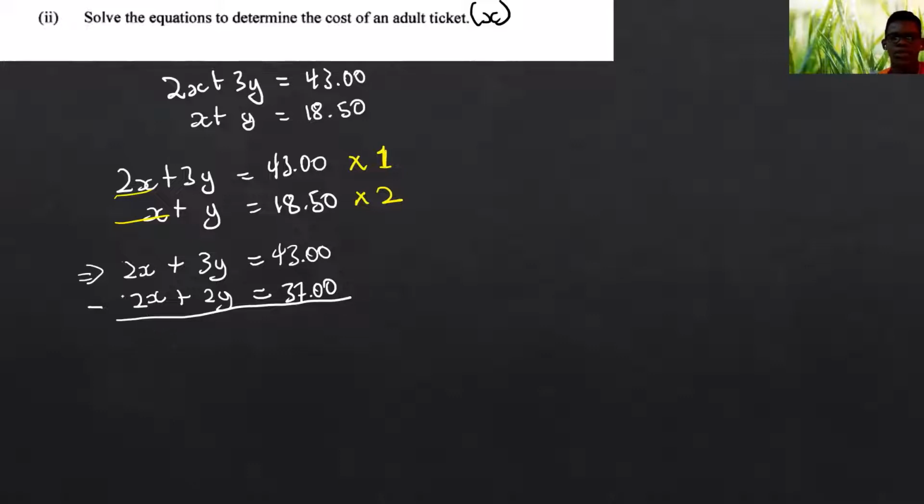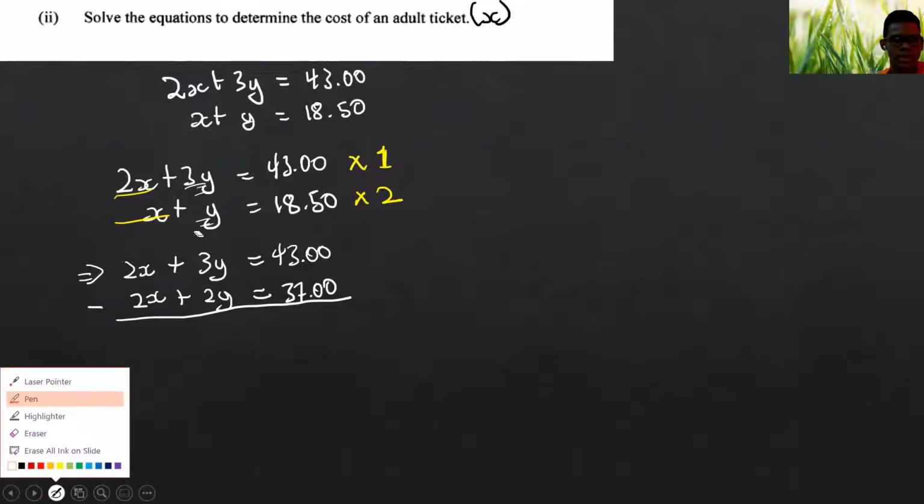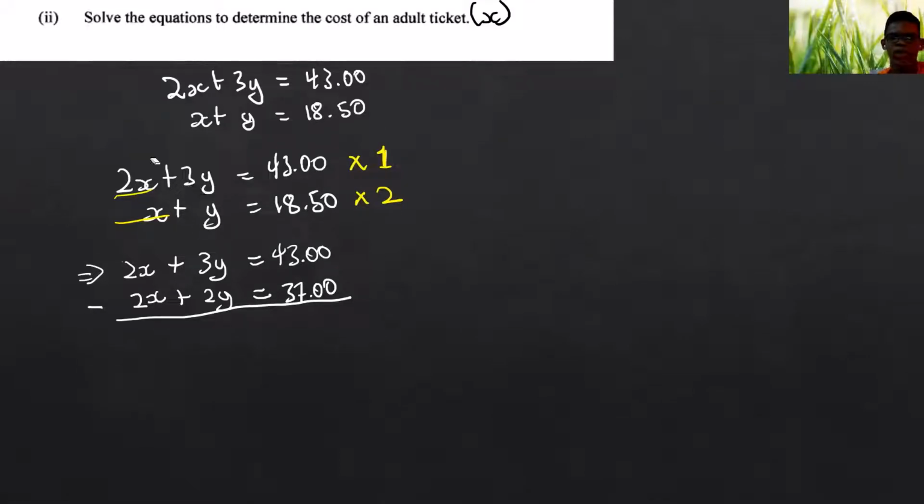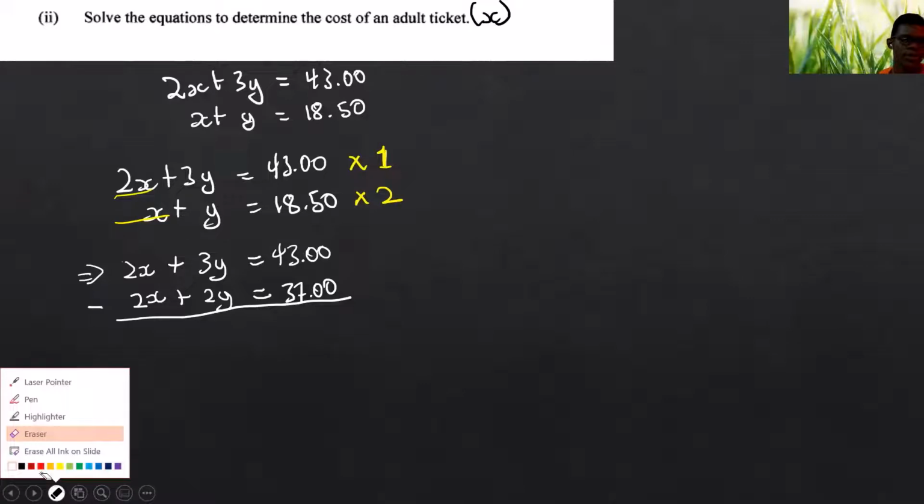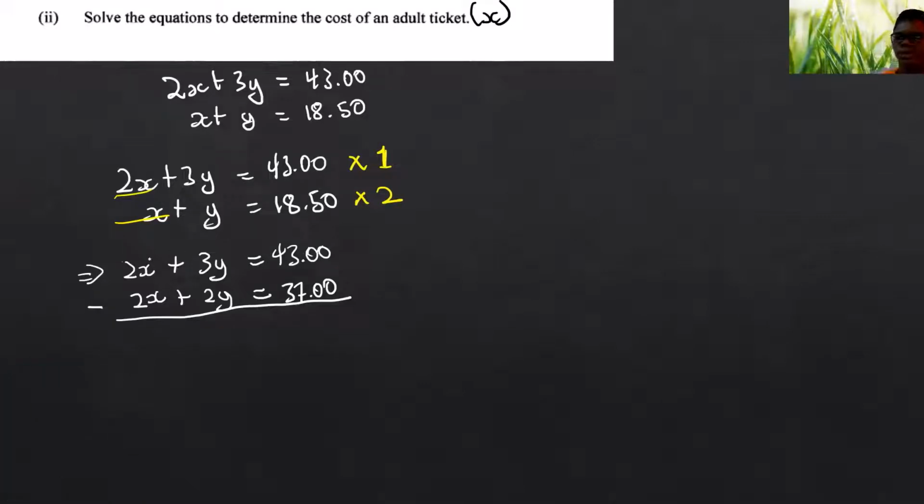It would have been smart if we used these coefficients instead of these coefficients. It would have been smarter to do that, because that would eliminate y, and we would have solved for x. Anyway, we have already gone this far.